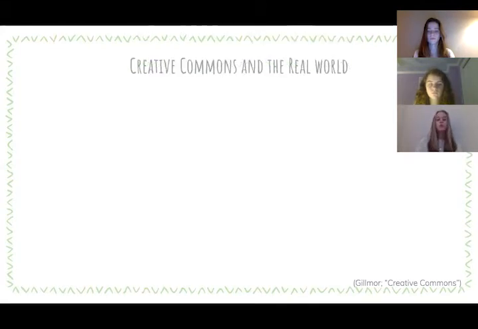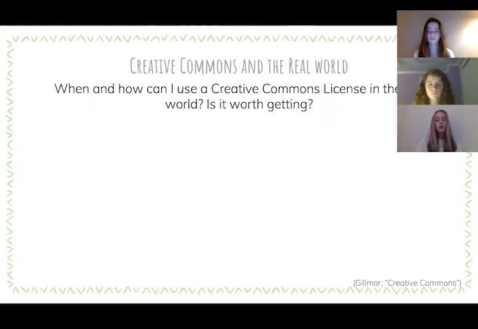Creative Commons in the real world. Let's think about when and how you can use a Creative Commons license in the real world and if it's worth getting at all. We'll examine two real-world scenarios, the first being photo sharing.